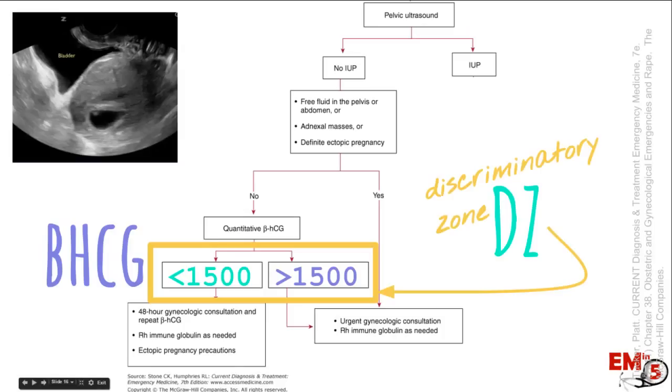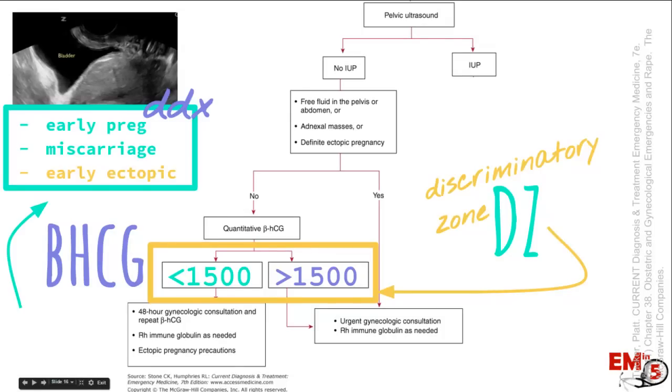So say we do our beta and it's less than 1500. Well, now what's on our differential? So it could be that this is just a really early pregnancy. Maybe it's only 3 to 4 weeks along and we shouldn't be able to see anything yet. So that's fine. It could also be that they're having a miscarriage. It could be a really early pregnancy, 3-4 weeks along, we can't see anything yet, and now they're miscarrying.